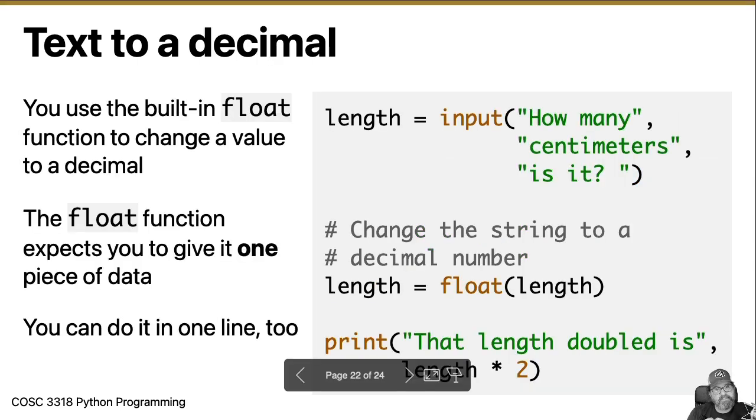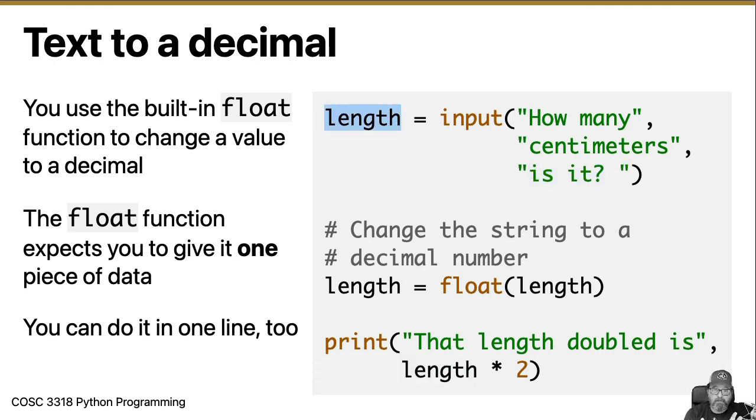You can also change a string to a decimal number. So I can ask, how long is something? How many centimeters is it? And they type in whatever, 3.17. And then that's a string that gets stored in length. So it's a string. I can't do any math with it yet.